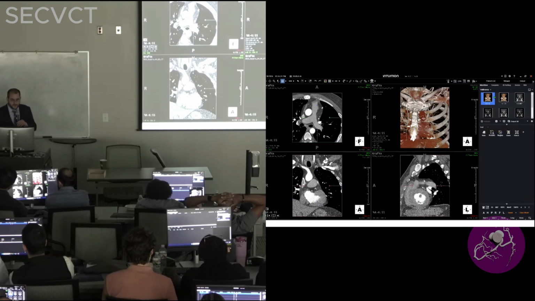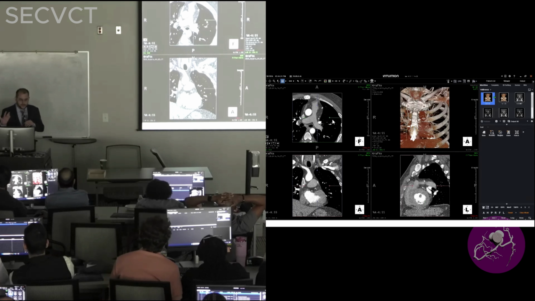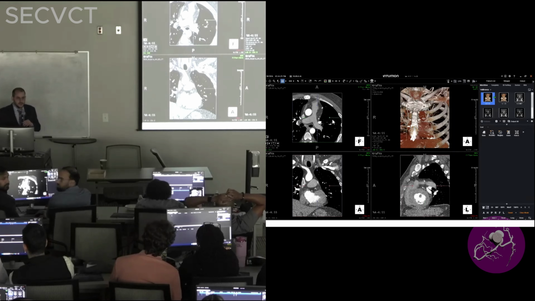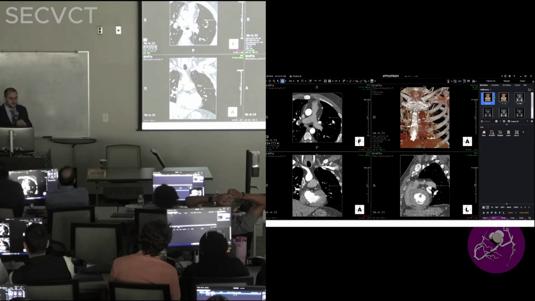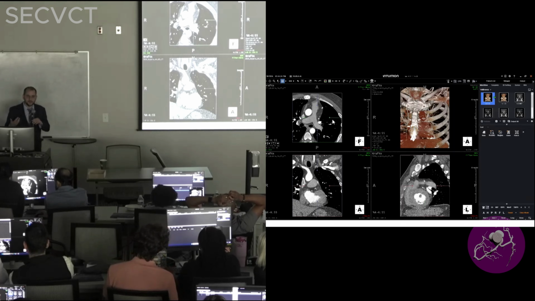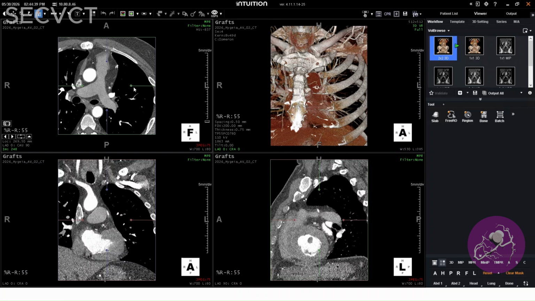So I don't know if you have a process in your mind as to how to approach a bypass graft case, but I usually start off with the native coronaries. It may be simpler than what you expect because usually the native coronaries are heavily diseased. They have a lot of calcium. They may be unavailable or they may have CTO.